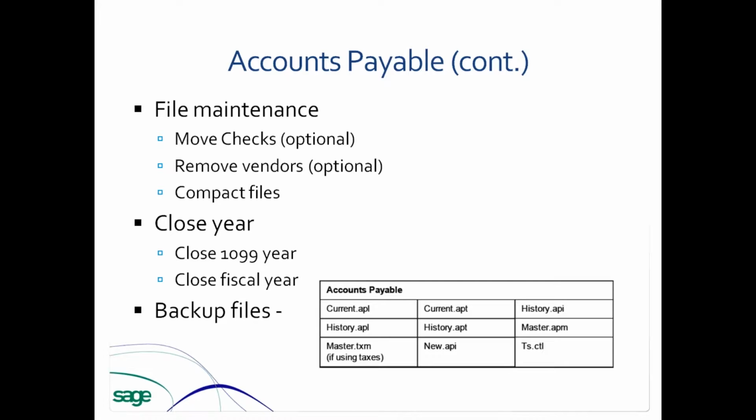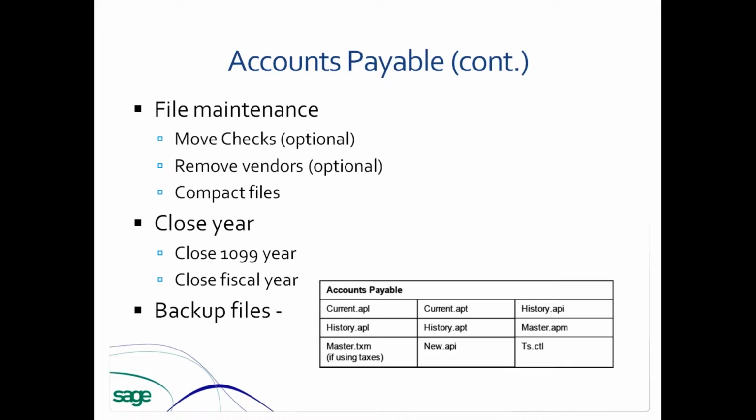Then when you write the check, it writes a check record into the AP master file, along with all of the paid distributions for that invoice on that check. So your AP master file just gets bigger and bigger and bigger, and then your reports will run slower and slower. So what you should schedule, like I said, about once a year is to move the checks to history and to maybe remove the vendors that you no longer use, and then use File Doctor to compact the AP master and the current file.